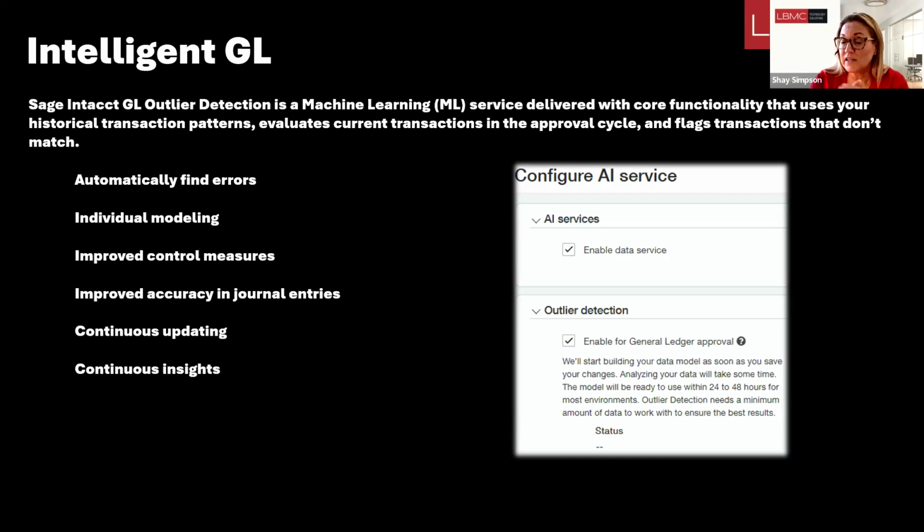The one key thing to note is that you do have to have GL approvals on your journals turned on. So that's really the key thing. Once you go in and you configure it, you do have to have your GL approvals turned on. And let's talk about that for just a minute.